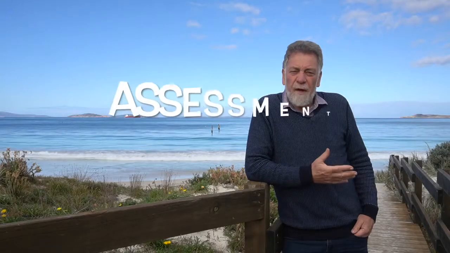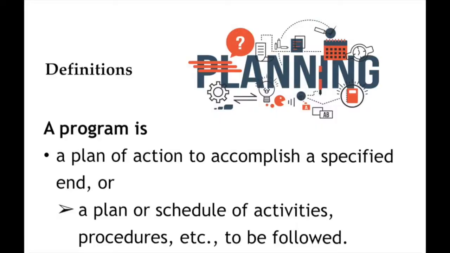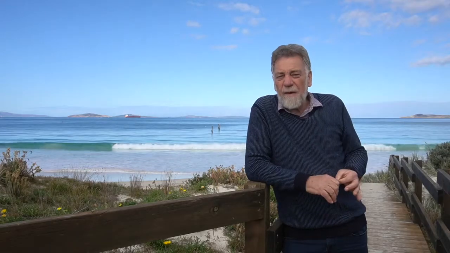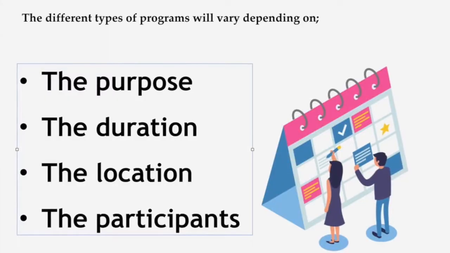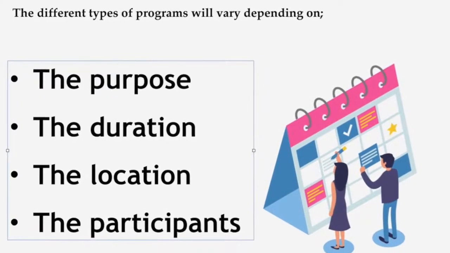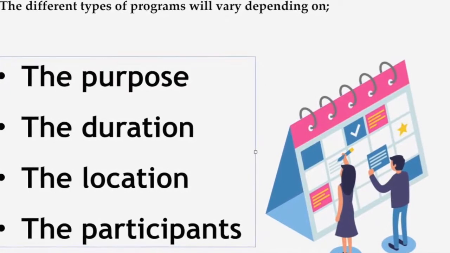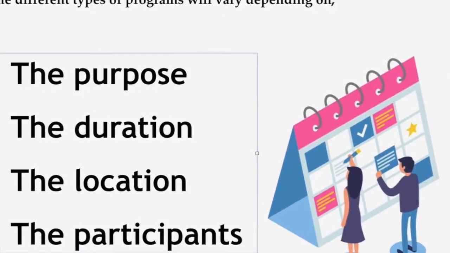So how do we define a program? A program is a plan of actions to reach a specified outcome, or it might just be a schedule of activities. But it's a very generic term, and it can be used to describe a huge range of different types of programs. And we look at the types of programs based on the purpose of the program, the duration of the program, the location where it is, and who the participants are. We look at those 4 things.